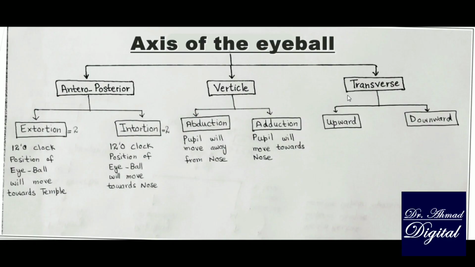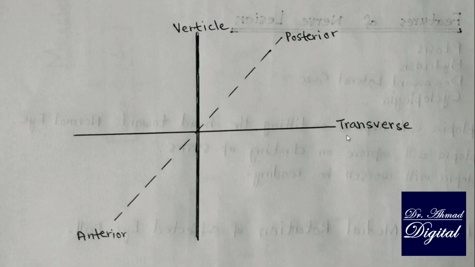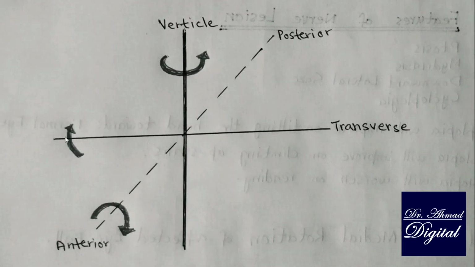Now we will discuss the transverse axis. Around the transverse axis we will have two movements, upward movement and downward movement. This is the transverse axis. So either the eyeball will move upward or it will move downward. It is the simple term, upward movement or downward movement of the eyeball.